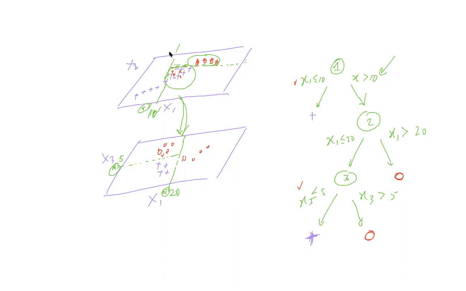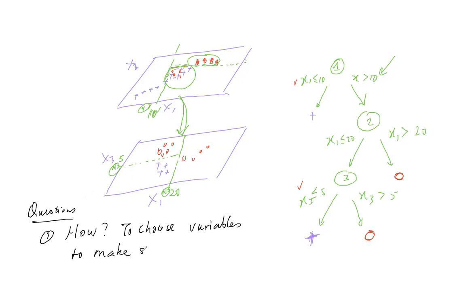Okay, now the question is, how does it actually prioritize, right? So now that we know this is basically the idea, that you make partitions in the variable space, there are two questions here, right? The first question: how to choose variables to make splits. That means making this kind of splits. So this is actually a variable selection problem. All right.